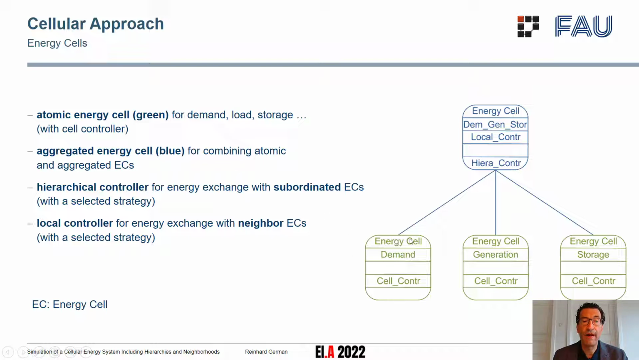And they can be combined to an aggregated energy cell, like here, which aggregates such basic atomic energy cells, but it is also possible, of course, to aggregate already aggregated energy cells. And in such an aggregated energy cell, you have two kinds of controllers. First, a hierarchical controller, which controls the subordinated energy cells, and it is also possible to have neighborhood relationships, and therefore you also need a local controller which can control the energy flows with the neighbors.